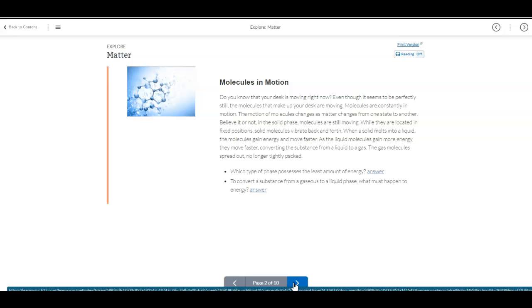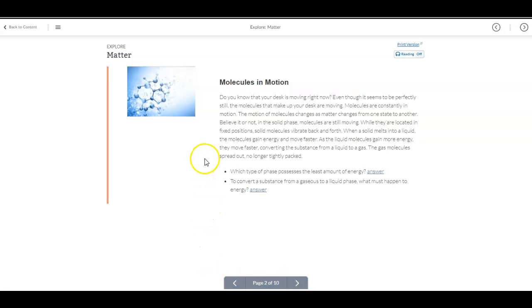When a solid melts into a liquid, the molecules gain energy and move faster. And as the liquid molecules gain more energy, they move faster, converting the substance from a liquid to a gas. The gas molecules spread out, no longer tightly packed. So you can see as the temperature increases, the molecules move faster. So that's something important to know in your notes.